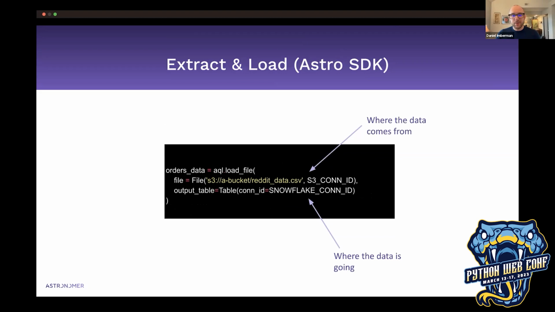By contrast, with the Astro SDK library, you're just able to run aql.load_file. And all aql.load_file cares about is where does the data come from and where is it going? So in this case, we're pulling data from S3. So give us the S3 URL to the file or bucket you want to load from, and then give us the connection ID to AWS. And then as far as the output table, give us the connection ID to Snowflake.